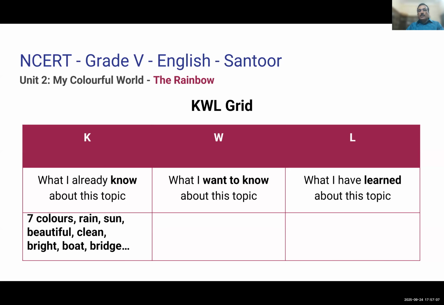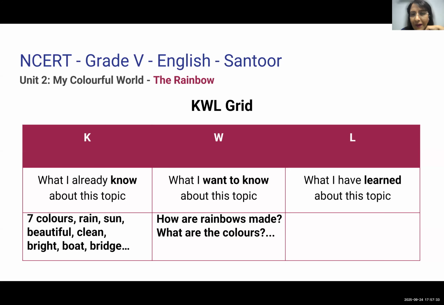How is it formed? How does a rainbow appear in the sky? Why does it rain? What causes the rainbow? Starting and the end of the rainbow. All right. Great. Something like this? Yes. Great. Now we shall fill the third column only after we finish the lesson.